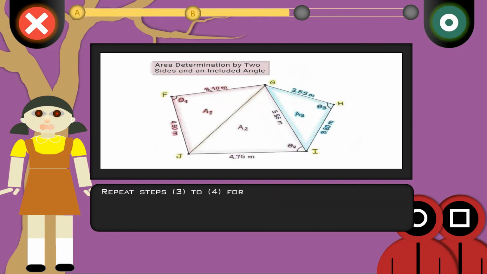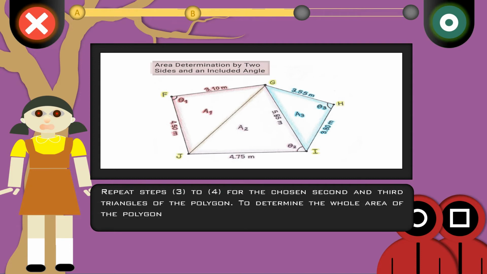Repeat steps 3 to 4 for the chosen second and third triangles of the polygon. To determine the whole area of the polygon, take the summation of areas of A1, A2, and A3.